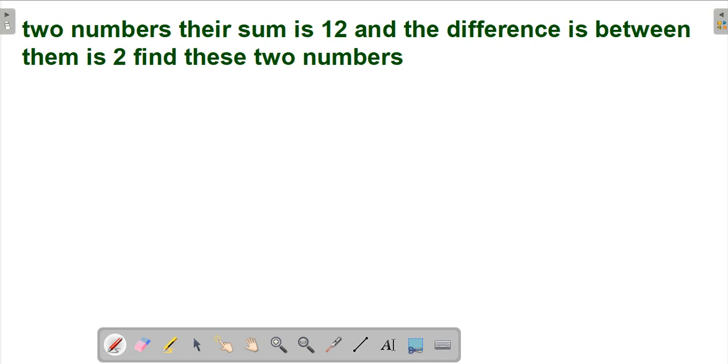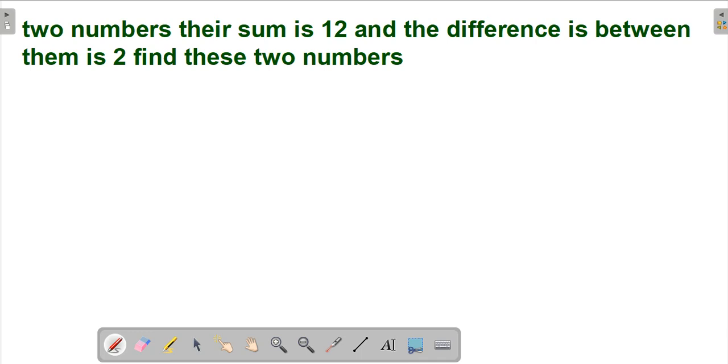Two numbers, their sum is 12 and the difference between them is 2. Find those two numbers. You can guess two numbers, their summation is 12. You have 3 and 9, 4 and 8, 10 and 2, 11 and 1, 5 and 7, 6 and 6. What do you choose? You choose according to the second condition. The second condition is the difference between them is 2. So two numbers, the difference between them is 2, is 7 and 5.